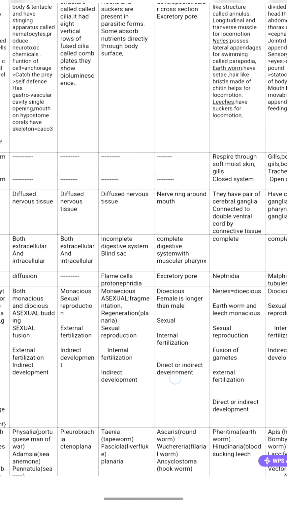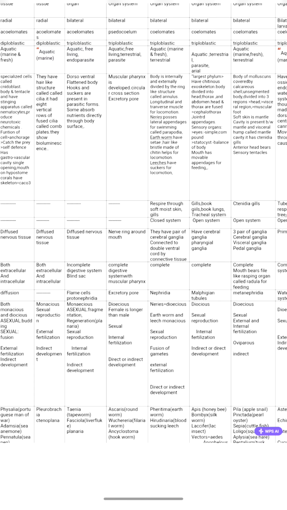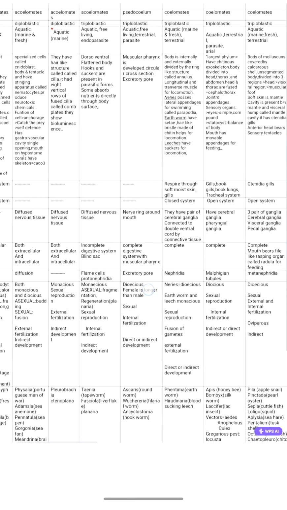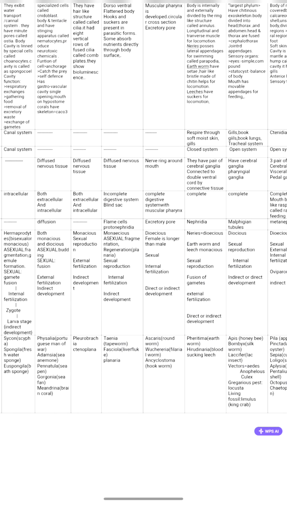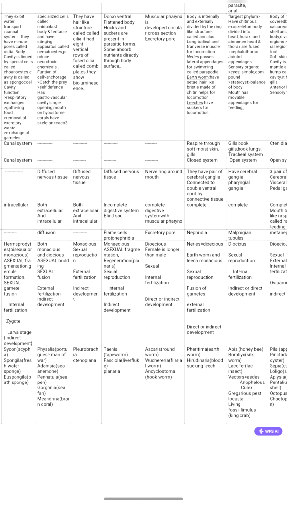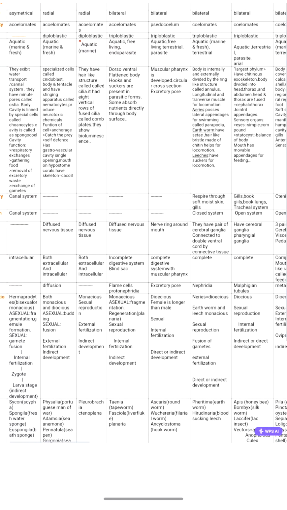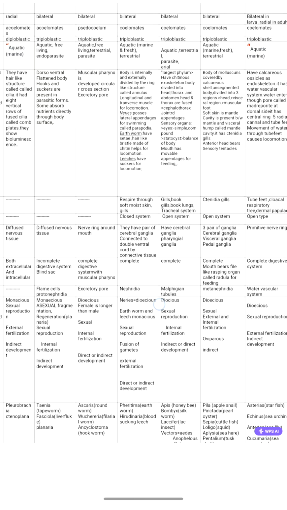It is also monoecious, and you can read, in the case of Aschelminthes it is dioecious, and this is a very important point: the female is longer than the male. Don't get confused. Sexual reproduction takes place, and you have internal fertilization and indirect development. So, indirect or direct development.